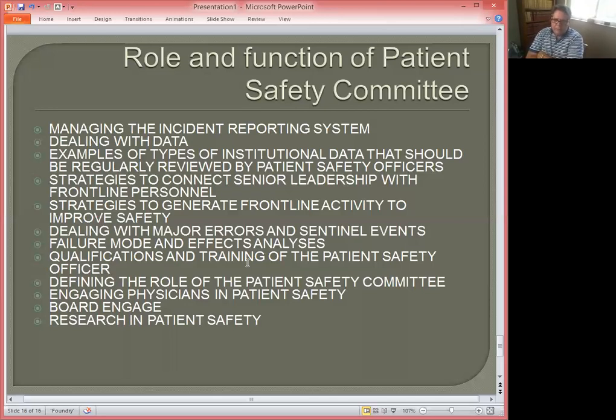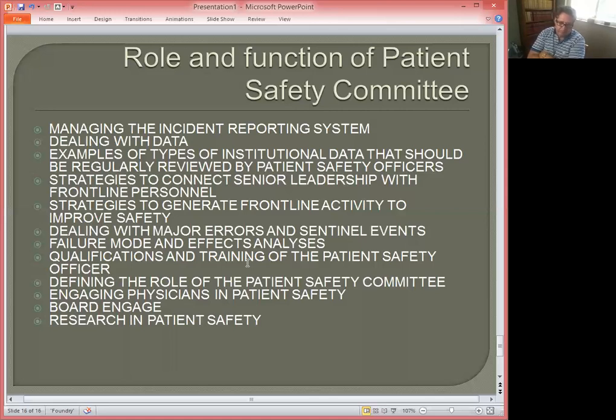You also must, as a member of a patient safety committee, deal with major errors and sentinel events, come up with plans to address them, and modify or amend your patient safety plan as required. You also have to have a failure mode and effects analysis. So if for some reason you have a failure in one of the aspects of your plan, you need to do an effects analysis and come up with a contingency, or actually an amendment to your plan, so you can put your ducks back in a row.